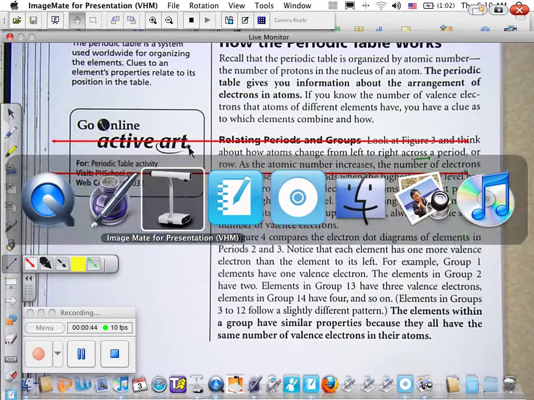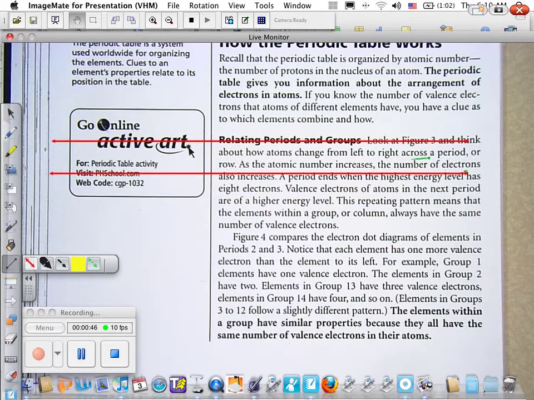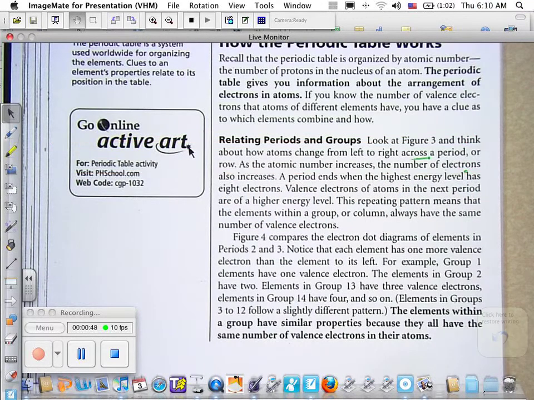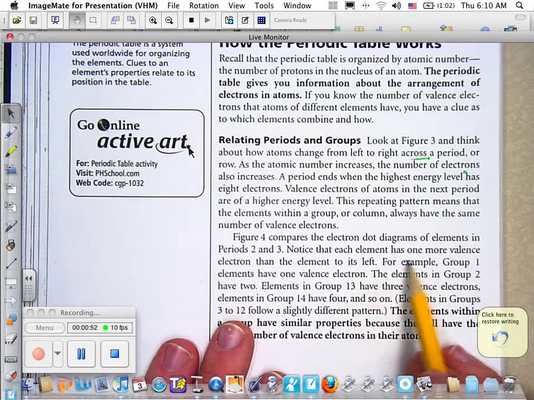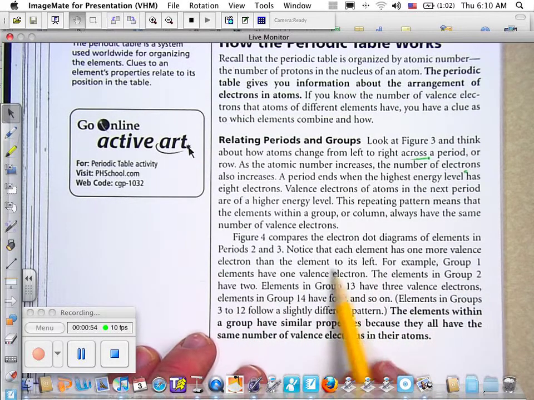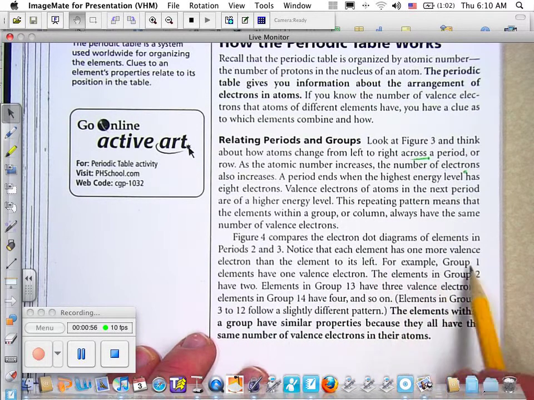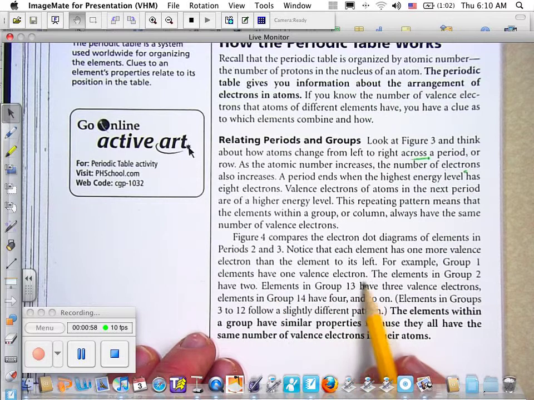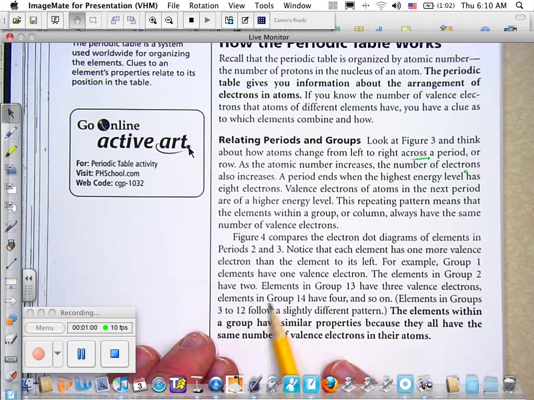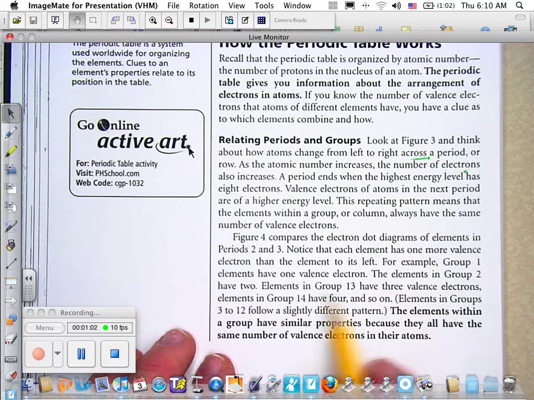Oh, my lines are still on there. Now, notice that each element has one more valence electron than the elements to its left. For example, group 1 elements have 1 valence electron. The elements in group 2 have 2. Elements in group 13 have 3 valence electrons. Elements in group 14 have 4, and so on.